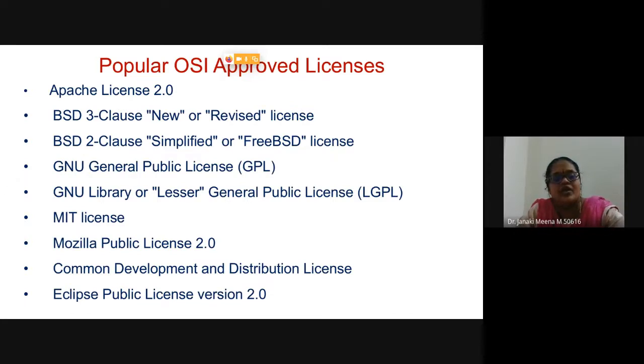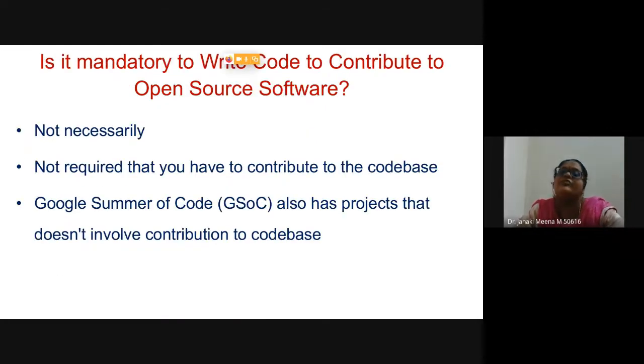Apache license, BSD, under that we have some categories. GNU is also called GNU General Public License, which is the full form of GPL. LGPL we saw, MIT, Mozilla Public License, and then we have the Common Development and Distribution License, Eclipse Public License version 2, and so on. So this is just an introduction about what the open source community is and what the elements of open source are. Now let us come to the core part: how you can contribute, what you can contribute.